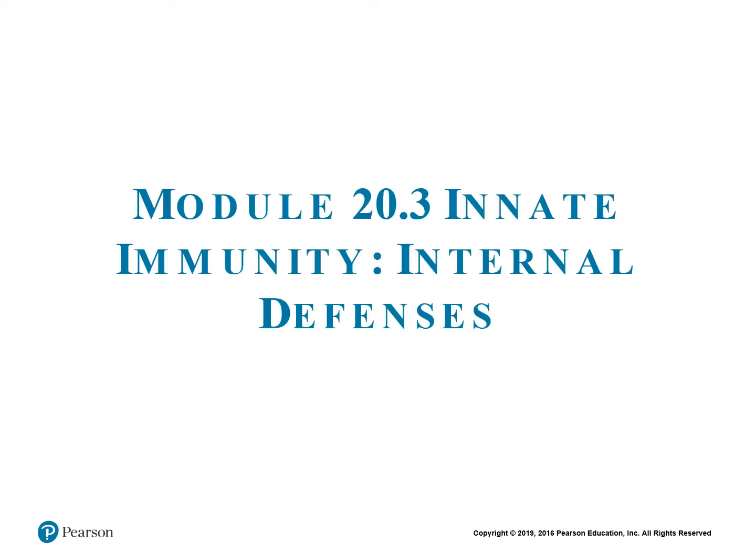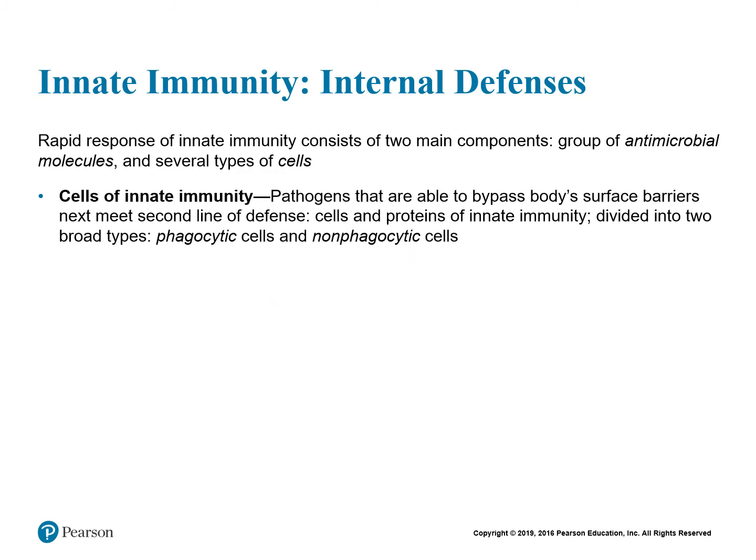So let's talk about some of the internal defenses. Cells that mediate immunity, or cells of innate immunity, are basically the second line of defense. So they've penetrated the skin, they've managed to get across the mucus layer, and now they're beginning to replicate and cause damage to cells. You have some molecules or proteins circulating through your system, like I mentioned before, other than antibodies, known as the antimicrobial molecules. These proteins are going to start to activate things as soon as they sense something is on. There are some things that have to happen for those to be active, and I'll go through the process. And of course, they're divided into two types.